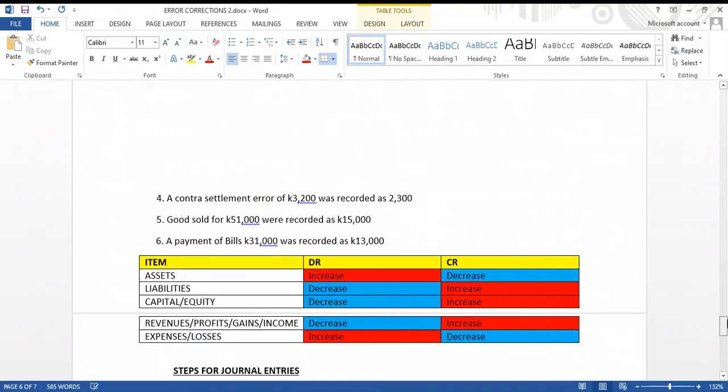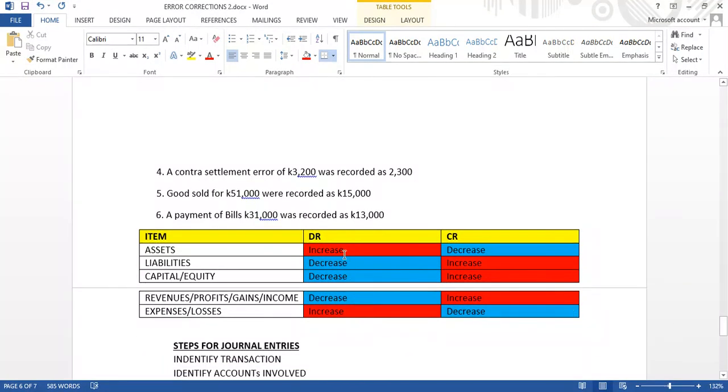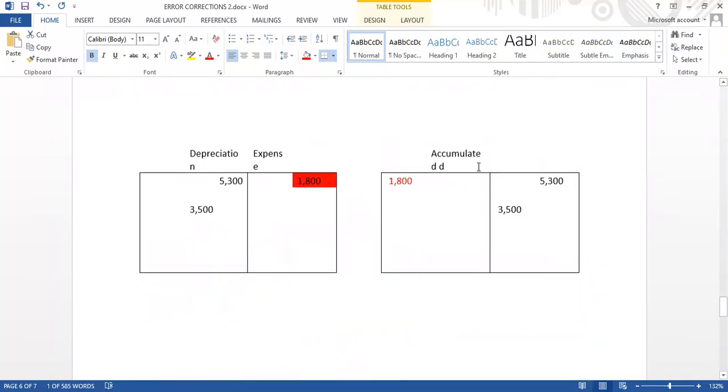If we go to the rules of double entry, assets increase with debit, so a contra asset is going to increase with credit. Accumulated depreciation is a contra asset. So we were undercast, we wrote 1,200 here. We need to increase these amounts in our accounts so that we get 2,100.